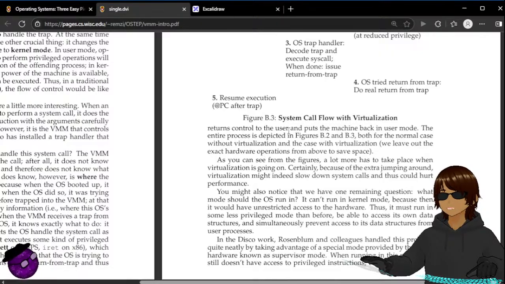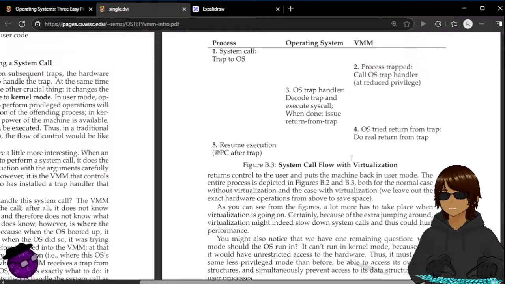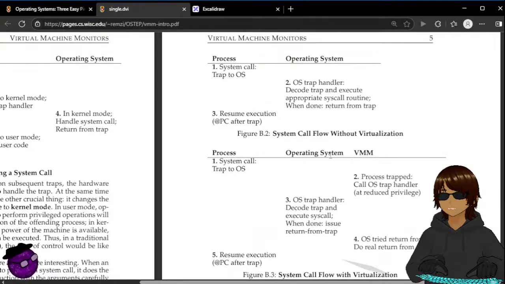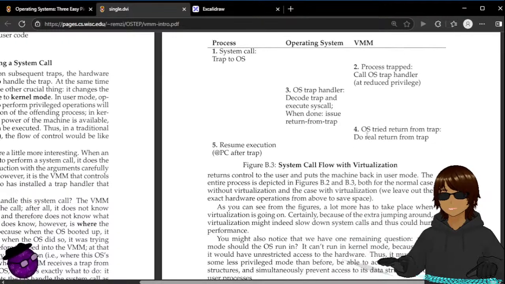The entire process is depicted in figures B.2 and B.3, both for the normal case without virtualization and the case with virtualization. So without virtualization: trap into OS trap handler, decode trap and execute appropriate system call. When done, return from trap. And then with virtualization: system call, process trapped, call the OS trap handler at reduced privilege, and then the OS does the trap handler. OS tries to return from trap, do real return from trap, and then resume execution.